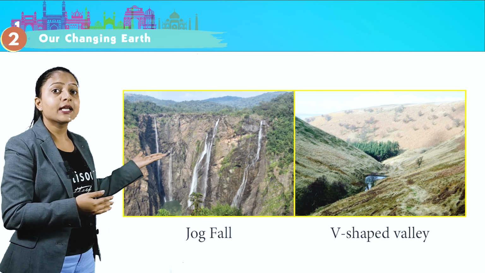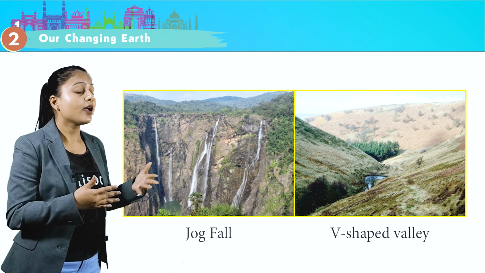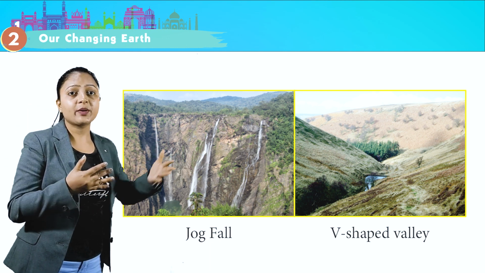Look at these images. The first image is of Jog Falls, which is the highest in India. This is the image of a V-shaped valley.